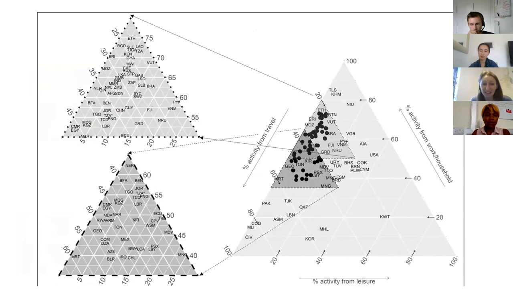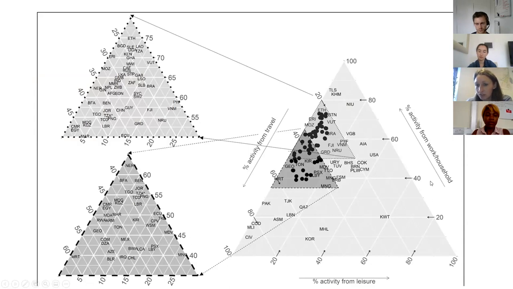Having explained that, I'm now going to try and explain how we present the data. This is a ternary plot. You may have seen this from other compositional analyses, but what we're trying to display here is the three-way coordinates, so the contribution of work, household, travel, and leisure. If I take this example here, this KWT stands for Kuwait, and it's really nicely placed on the intersection of some of these lines, so we should be able to work it out quite easily.